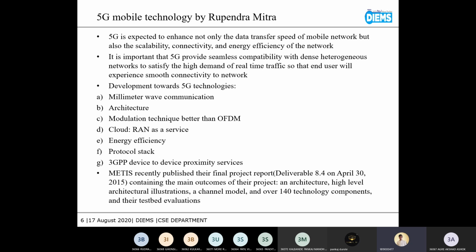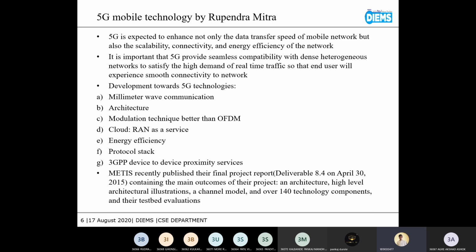OFDM stands for orthogonal frequency division multiplexing. It is basically a digital transmission method of encoding data. Modulation technologies better than OFDM mean that technologies to express multiple actions in one signal by another will be easier, and data multiplication will be faster. That will automatically boost the speed of 5G.